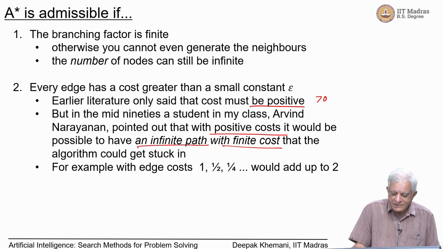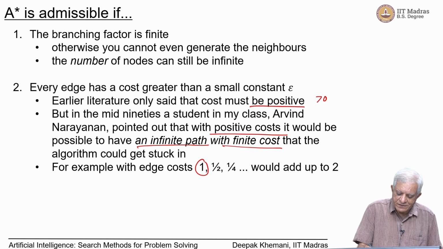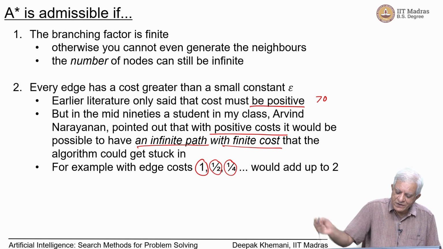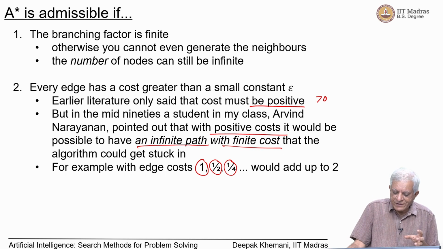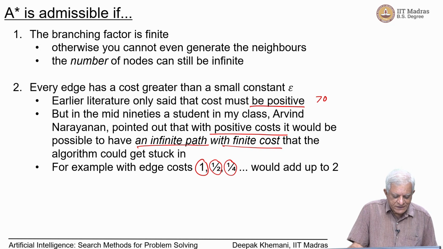So, for example, if you have a path in which the edge costs are like 1 plus half plus 1/4 plus 1/8 and so on, then you can see that the sum of this infinite sequence adds up to 2. And so, here is an infinite path, and it would get stuck in that because this cost is only 2. Arvind is now a professor at Princeton teaching computer science.